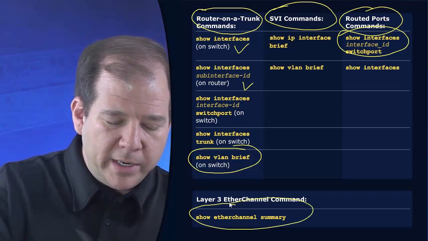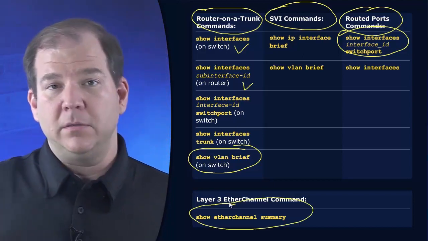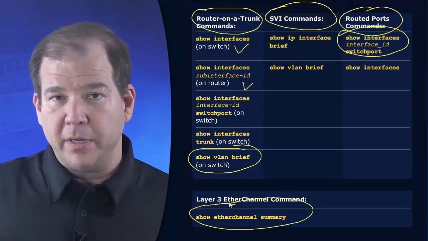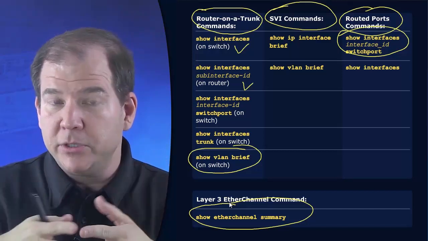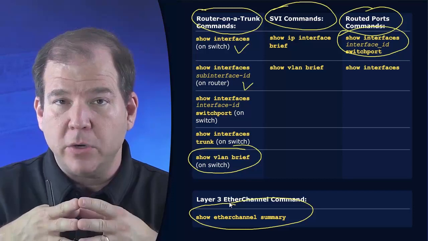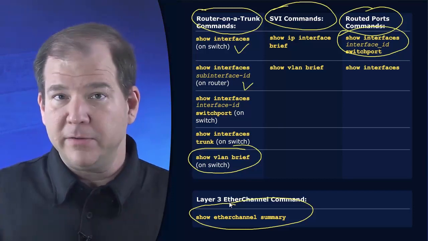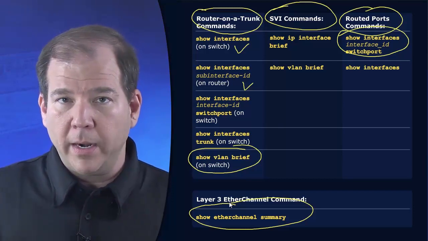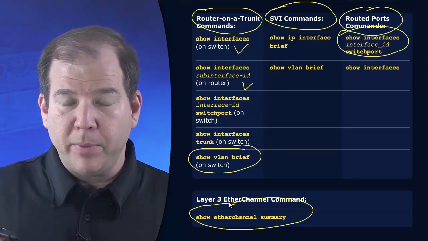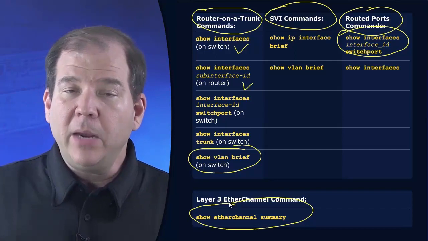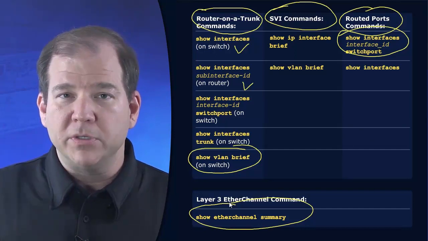And finally, we discussed EtherChannel, Layer 3 EtherChannel troubleshooting. We said that we could do a show etherchannel summary command, and it showed us several things. It showed us the port channel identifier. We were using port channel 1. Also, we could see that we were using PAgP as opposed to LACP, and we could see the ports that were members of this EtherChannel.